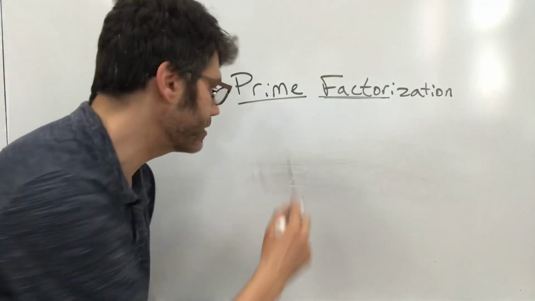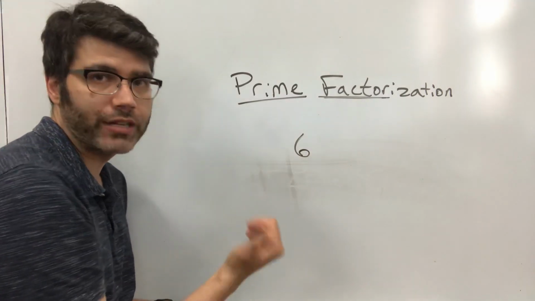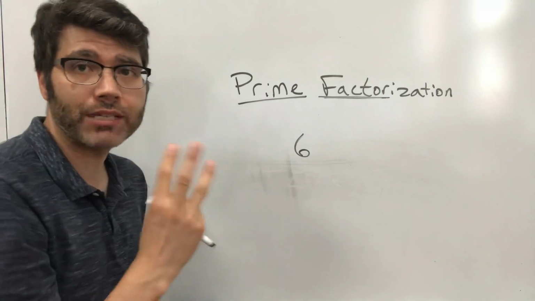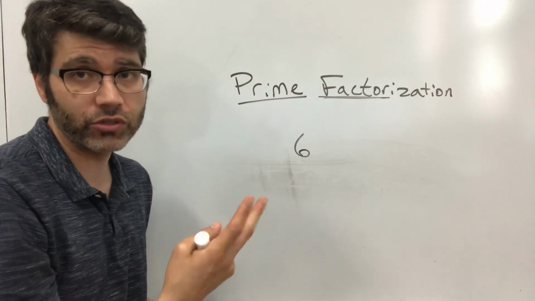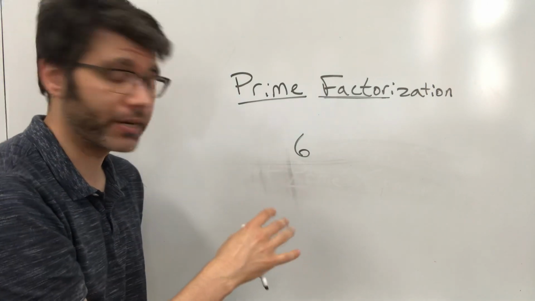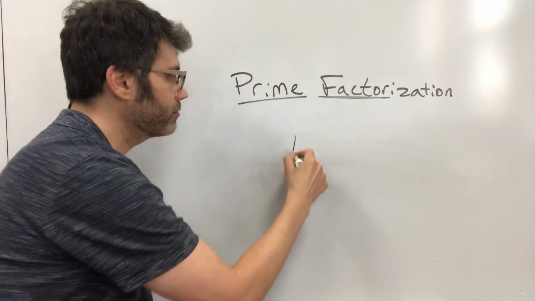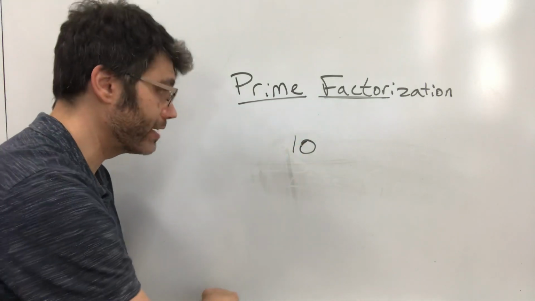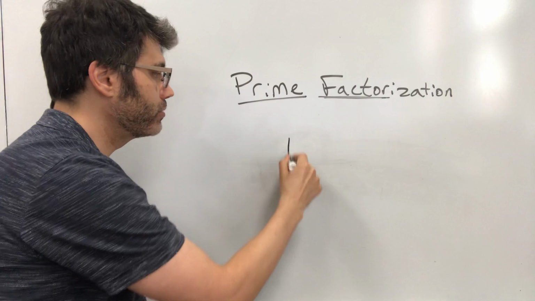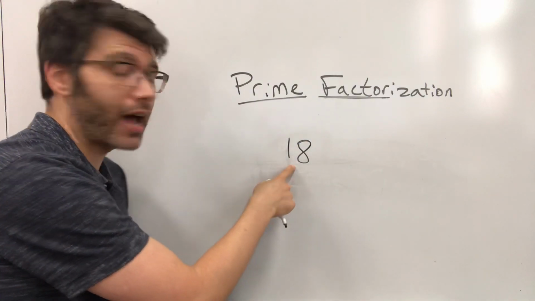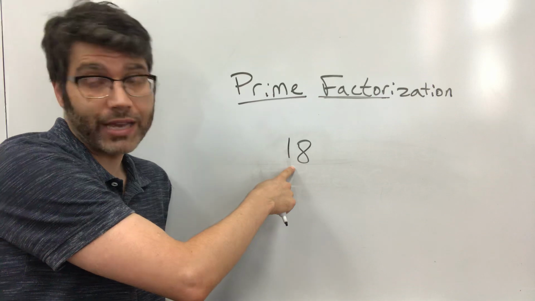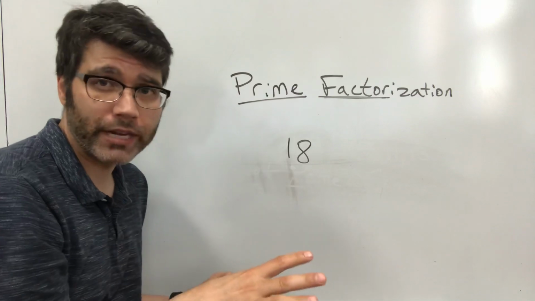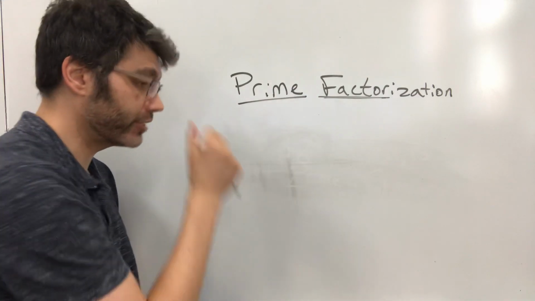A factor is a number that goes into a larger number a whole amount of times without any remainder. So for instance, 6 has factors 1 and 6, also 2 and 3. 2 is a factor of 6 because 2 goes into 6 3 times exactly with no remainder. 3 goes into 6 twice with no remainders. How about 10? 5 is a factor of 10 because 5 goes into 10 twice with no remainders. You could just pick any number. 18. 9 is a factor that goes into 18 a whole amount of times with no remainders. So that's what factors are.